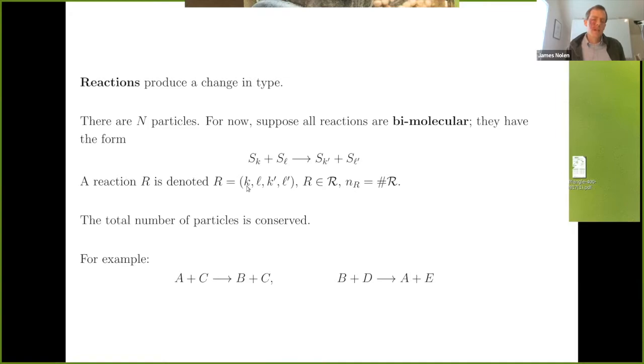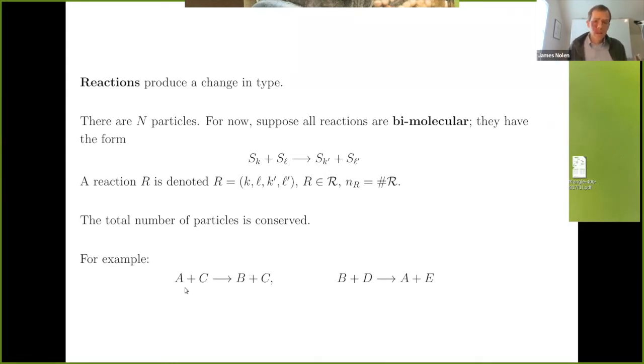So a reaction is specified by the input types and the output types. So here, this notation means that this reaction involves input type K reacting with input type L to produce reactants of type K prime and L prime. Okay. So again, a finite number of chemical species and a finite number of reactions are allowed, but these could be arbitrarily large. Okay. So because reactions are assumed to be bimolecular, the number of particles is conserved.